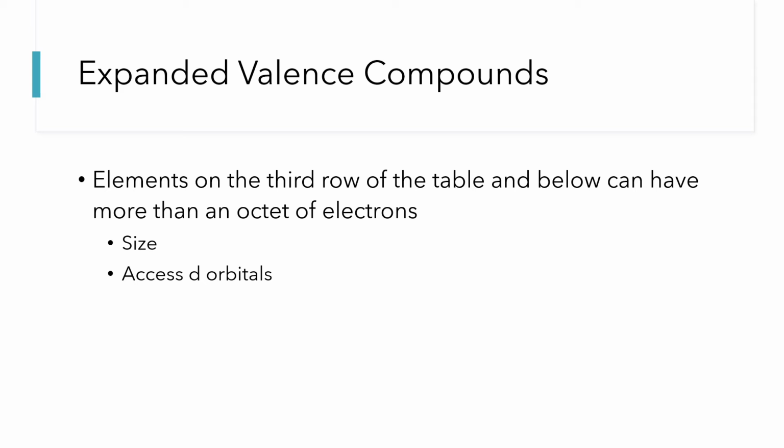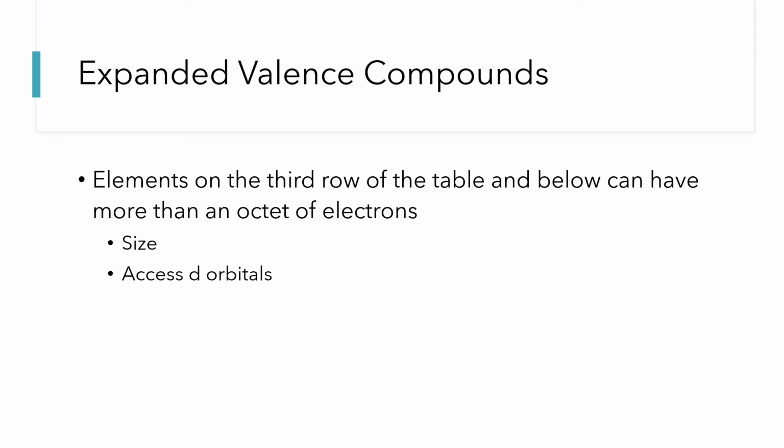Now going in the opposite direction, there is a group of compounds that are called expanded valence compounds. If an element is on the 3rd row of the periodic table or below, we can put more than an octet of electrons around it. Back when I was an undergraduate, the argument that was given for this was that if you're on the 3rd row of the periodic table, the atom can access its d orbitals, since the 3rd shell is the first shell that has a d subshell.